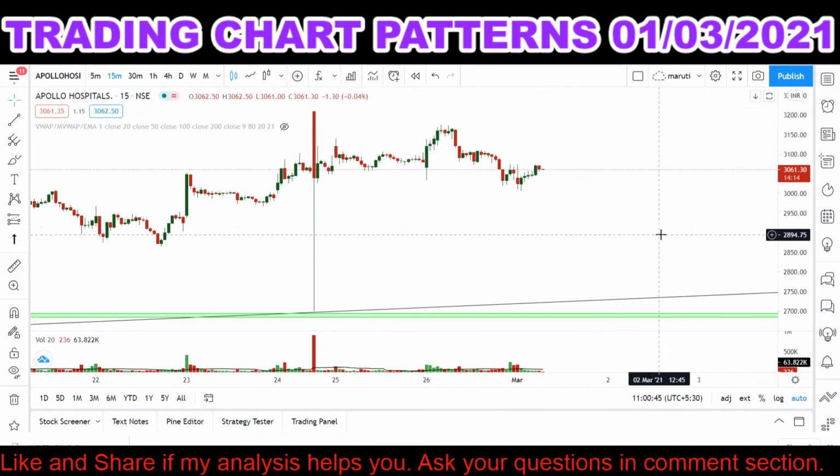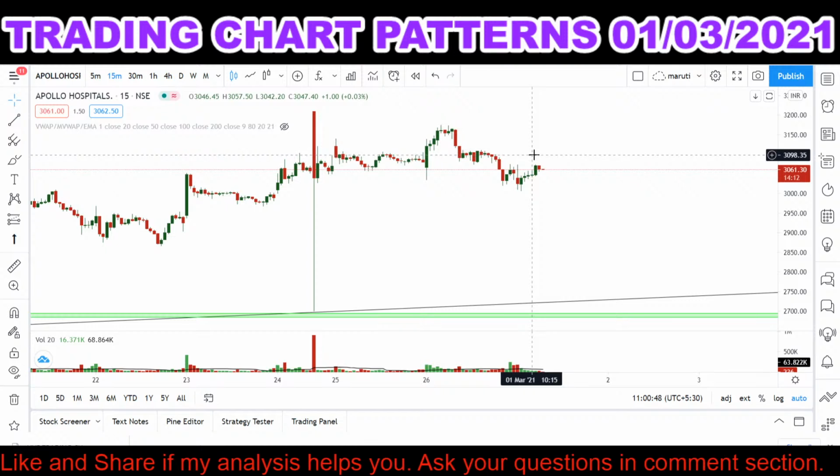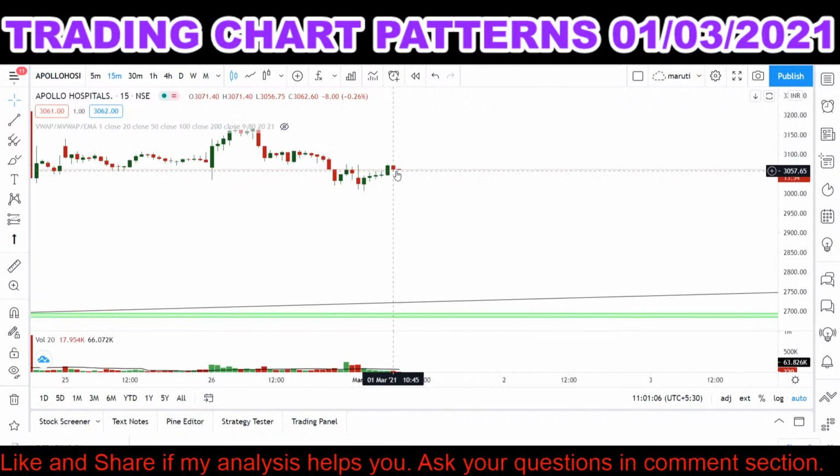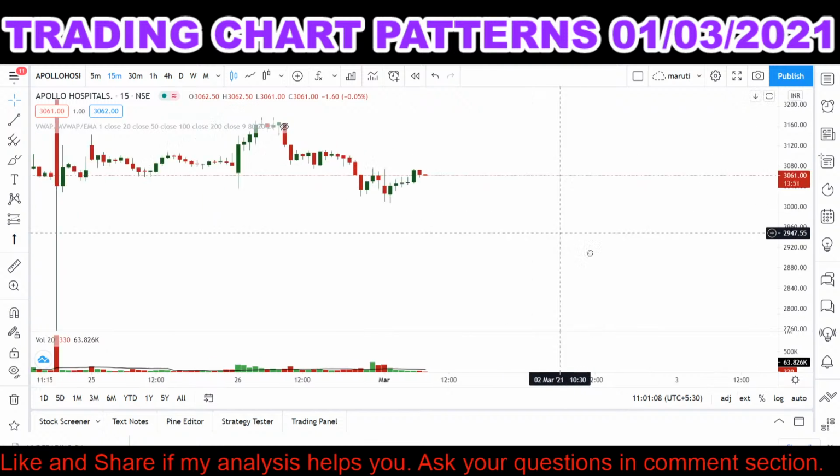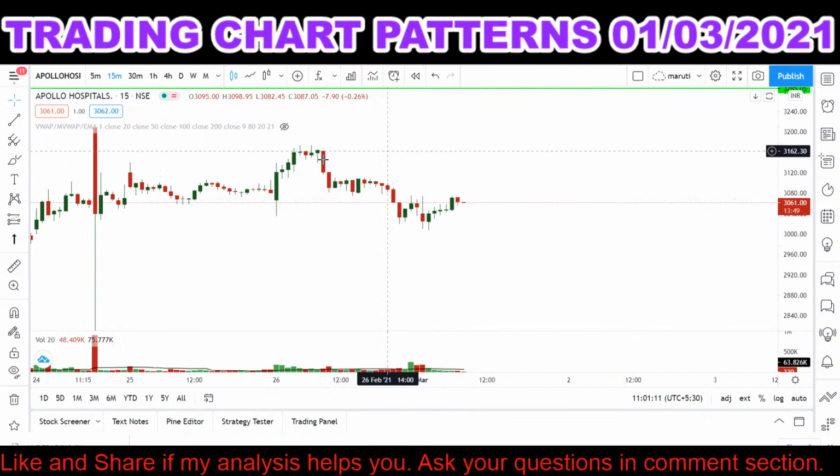Let's go to Apollo Hospital in the 15-minute time frame. See this candle. All candles are bearish and with spikes. The second last candle has given a bullish closing, and the candle after that has turned red. Now how can we enter this stock? We will not enter this stock until it breaks these previous highs. As soon as it breaks 3090, then only we will enter the buy side of a trade.